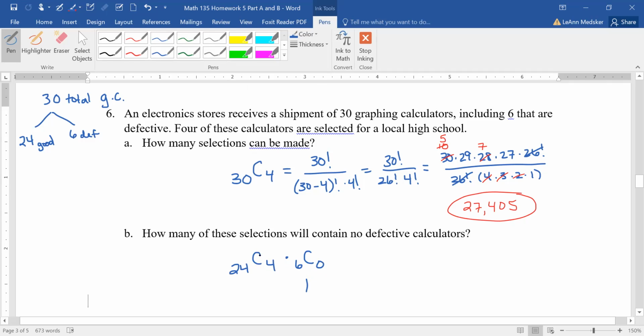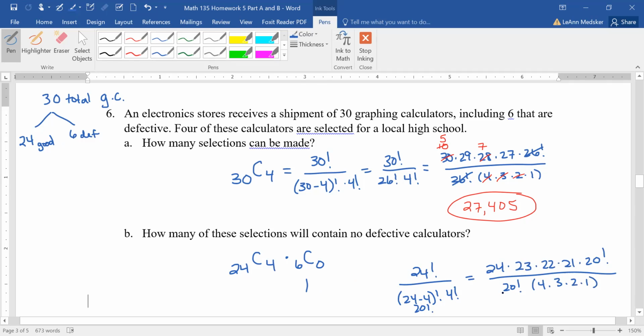So if you're thinking about breaking up from the group, I am still having 30 items, but I only chose 4, and I chose all 4 from the good. Now, a lot of times people, when they don't choose something from a group, they won't write the 6 choose 0, and that's okay. You can just write 24 choose 4. We know that that means we are specifically focusing on that one subgroup. So let's work that out. So 24 factorial over 24 minus 4 factorial times 4 factorial. So that's 24 times 23 times 22 times 21 times 20 factorial over 20 factorial, and then I'll expand the second one.